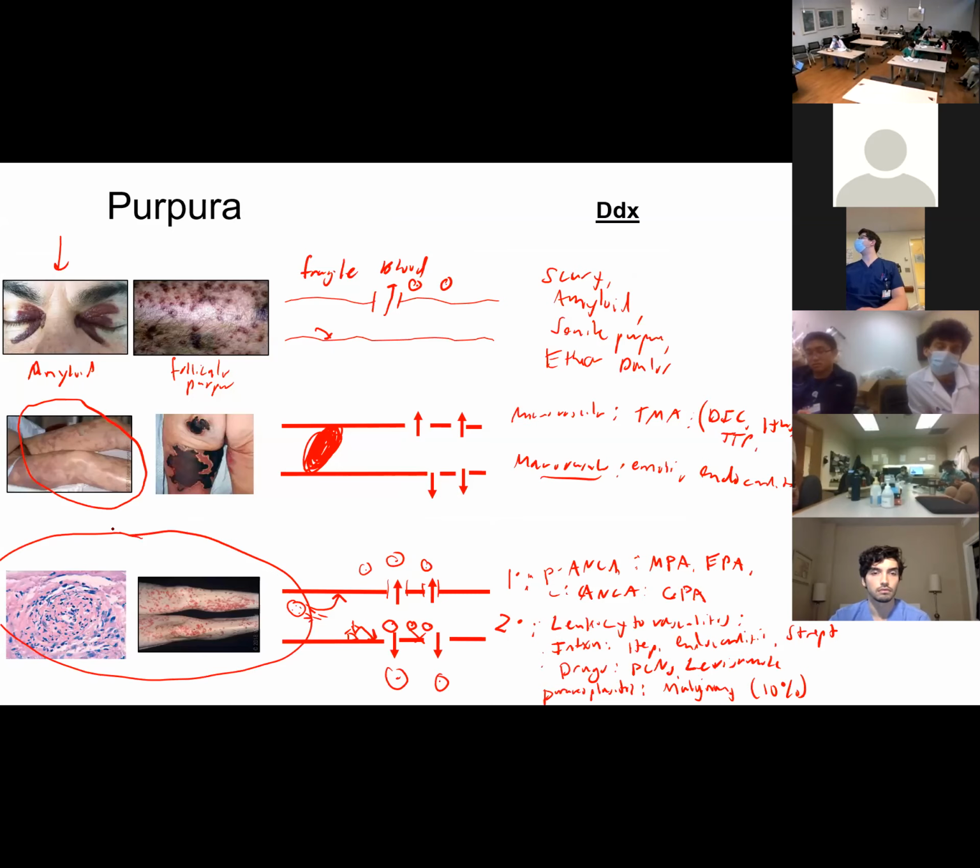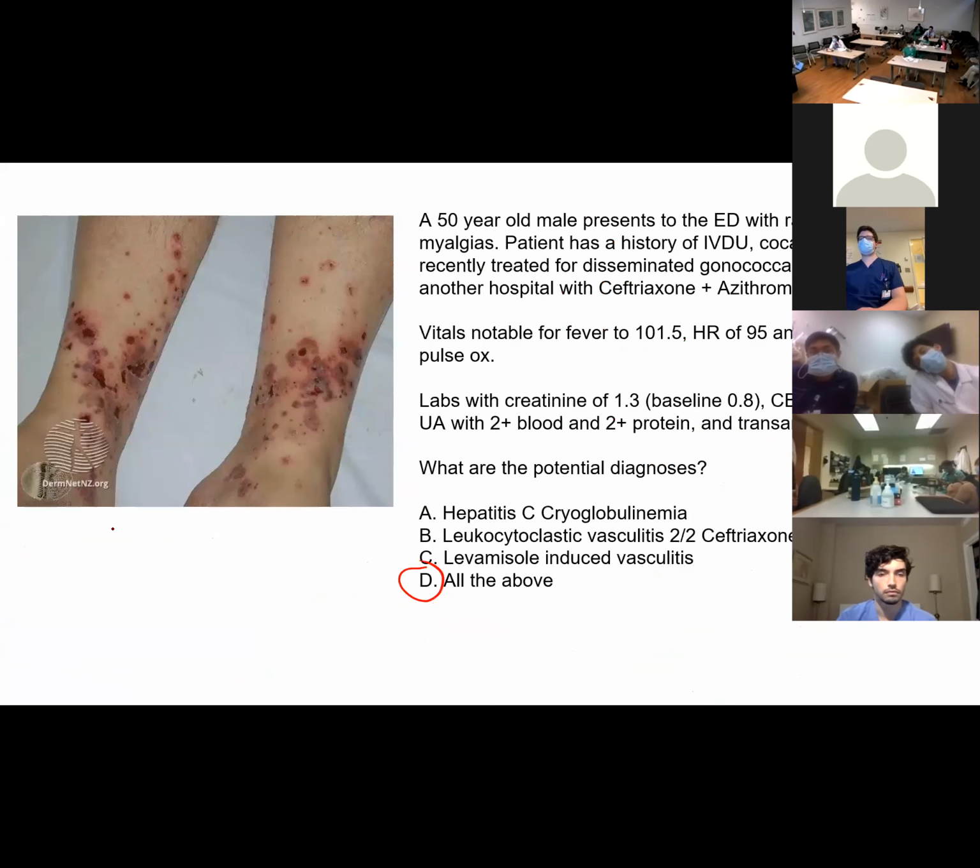So he was worked up for all of them. He got P-ANCAs, he got C-ANCAs. The patient got hepatitis C, hepatitis B, complements, cryoglobulins, as well as an ANA and a rheumatoid factor too. And it came back that this patient had cryoglobulinemic vasculitis. He had a positive hepatitis C, his cryoglobulins came back elevated, his complements came back low, and his hep C viral load was super, super high. For the last question of the day, does anyone know how this patient should be treated?